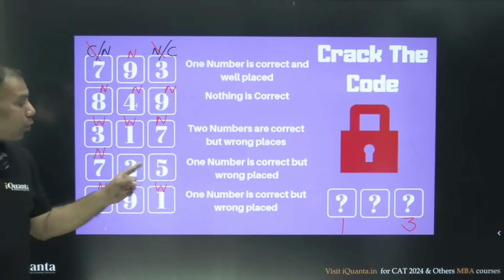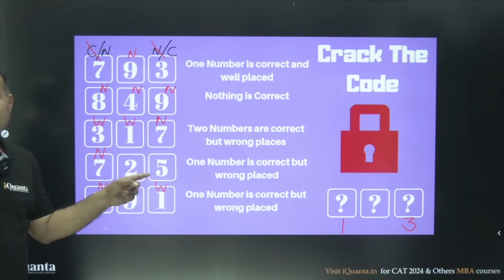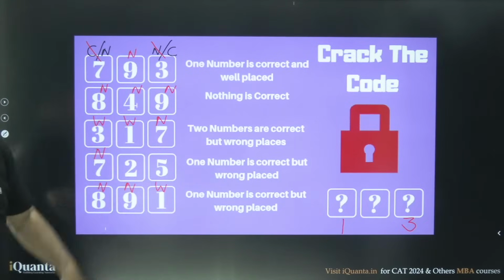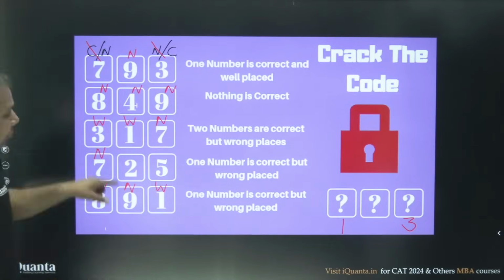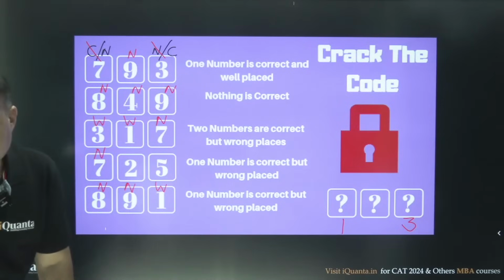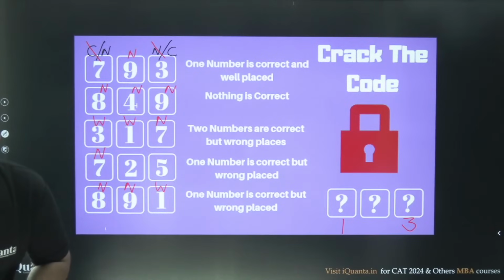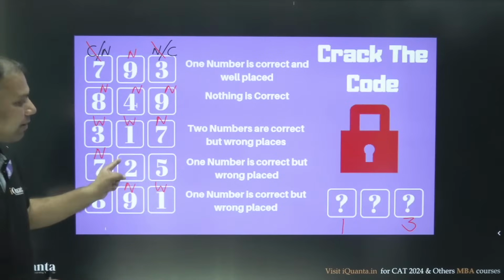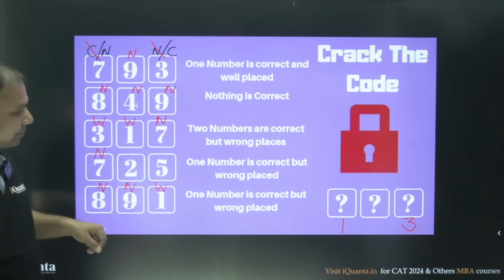That means one of these two has to be W, right? One of them has to be W. Which one will be W, 2 or 5? You tell me, whether it will be 2 or 5. Akshay, yes, that's 7, we have already discussed. Now I am talking about this 2 or 5. Which of these will be W?